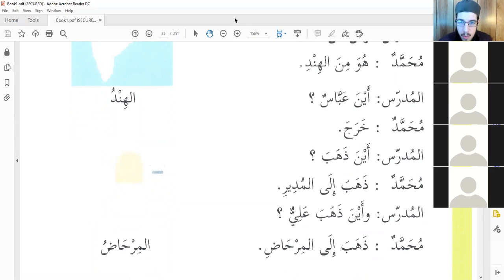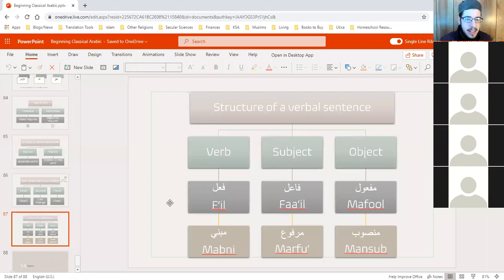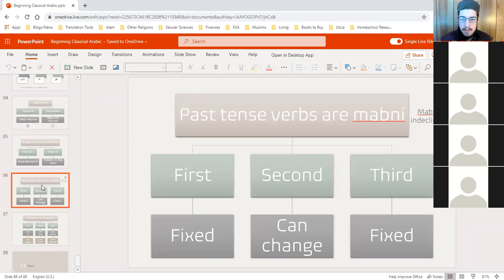Now, let's take a second and talk about past tense verbs. Why are we learning past tense verbs first? What is the structure of a past tense verb? Let me annotate this. Let's look at our kharaja. Okay, I'm going to write on this right here. We have kha, ra, and jim. Pardon my sloppiness, I don't have my normal mouse. We notice that the kha has a fatha, the ra has a fatha, and the jim has a fatha.